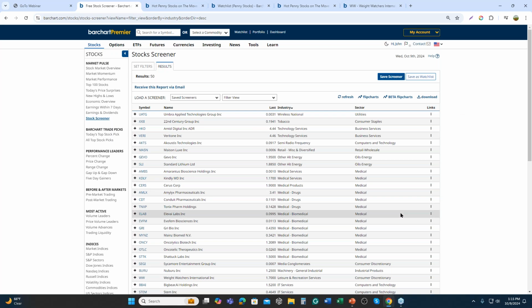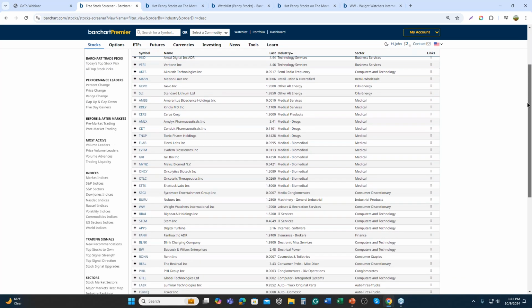And this is where we're doing that macro to micro, right? What sectors is the money flowing into, what themes or ideas do I have, what sectors or industries do I want to look into? For instance, you can see there are a lot of medical, biomedical penny stocks, and that is very common of penny stocks. But there are some very unique combinations, like consumer staples and tobacco.